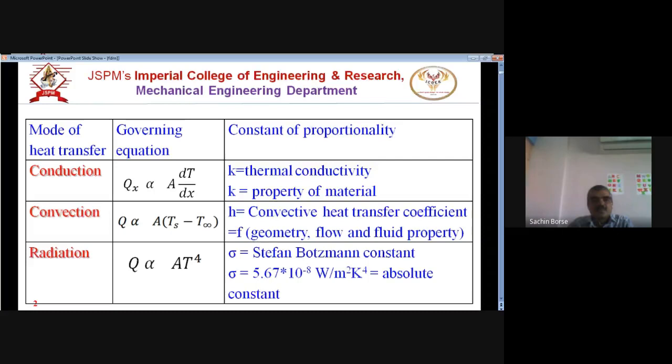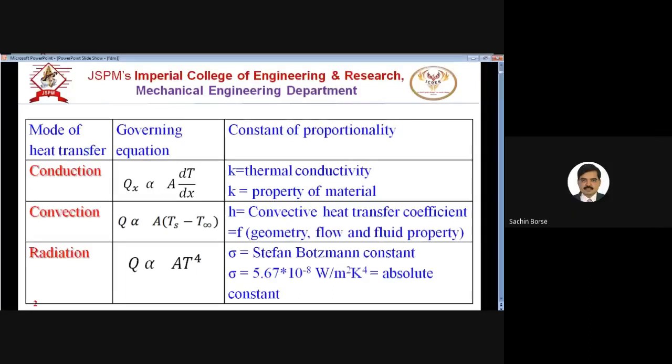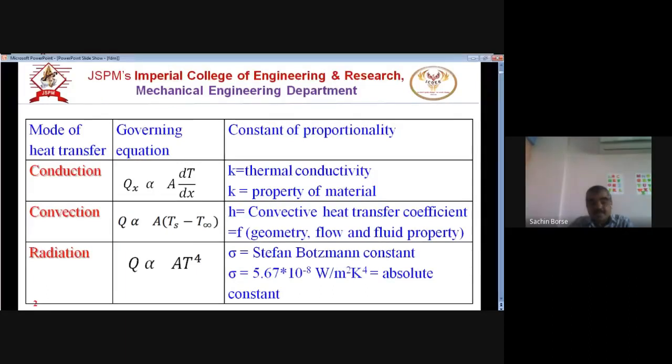Now I'll move to the radiation law, which is called the Stefan-Boltzmann law. Here heat transfer is proportional to the area as well as temperature. And here comes one constant, which is an absolute constant, that is, its value is fixed: 5.67 into 10 raised to minus 8 watt per meter square Kelvin raised to 4.